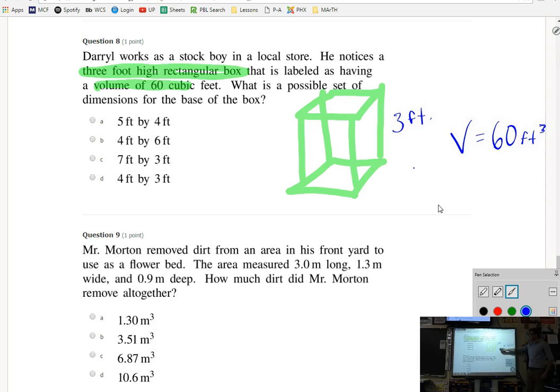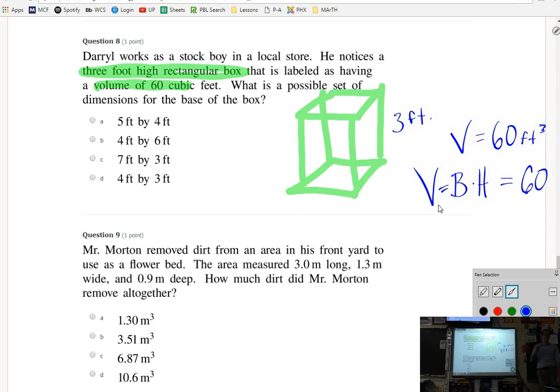I know that volume is equal to big B times H in a prism. It's a box, so a box is a prism. They don't mean cube. They just mean any kind of box shape, which we've come to nickname a prism as a box. And we know that this equals 60.